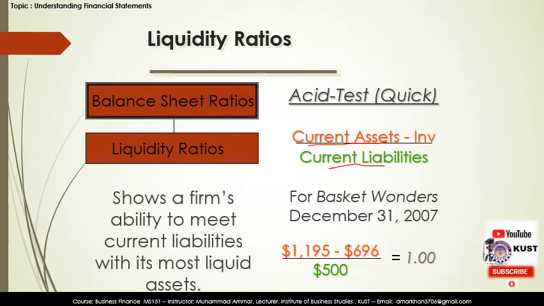In the previous slide we also saw that the current assets are 1195 and inventory is 696. So they subtract inventory from their current assets. That's why it's said to be a quick ratio or acid test ratio. Now divided by $500 current liabilities, and we get one, only one. So what does one show? It shows a firm's ability to meet current liabilities with its most liquid assets, right? So we can check the comparison.